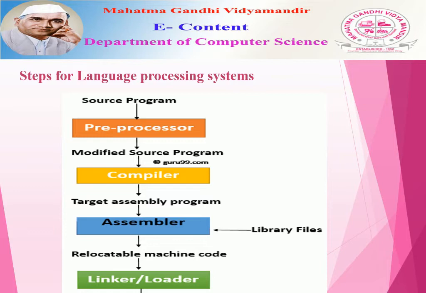Then the assembler. We have seen what assembly language is, and the assembler translates the assembly language code into machine understandable language. The output of the assembler is known as the object file, which is a combination of machine instructions as well as the data required to store these instructions in memory.